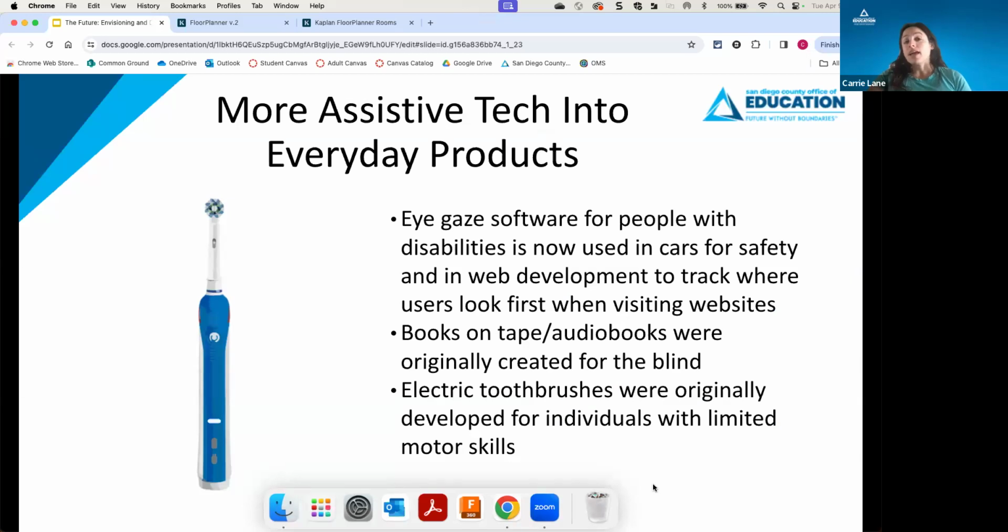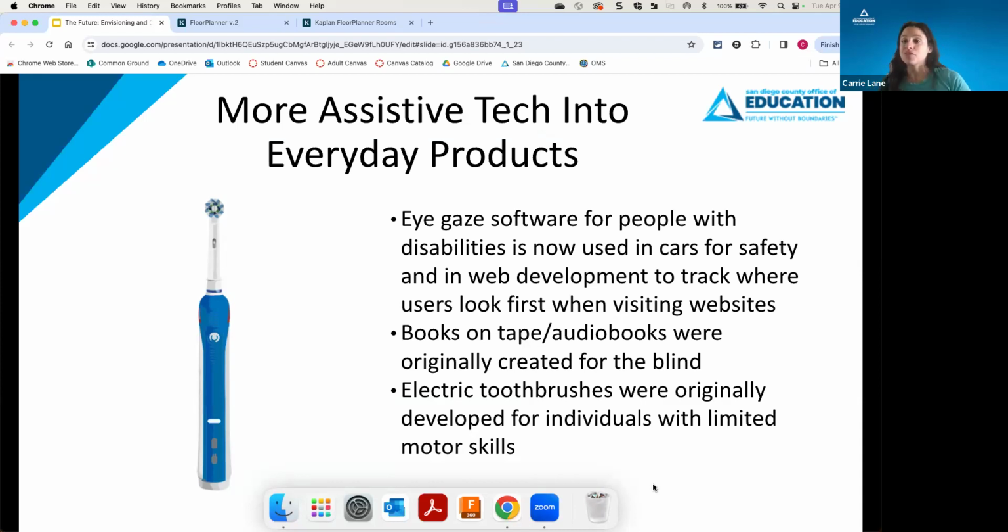Many people don't know, but electric toothbrushes were originally designed for individuals who had limited motor skills, but we all know that they clean our teeth so much better and are so much easier to use. So that's another one that was turned into an everyday product.